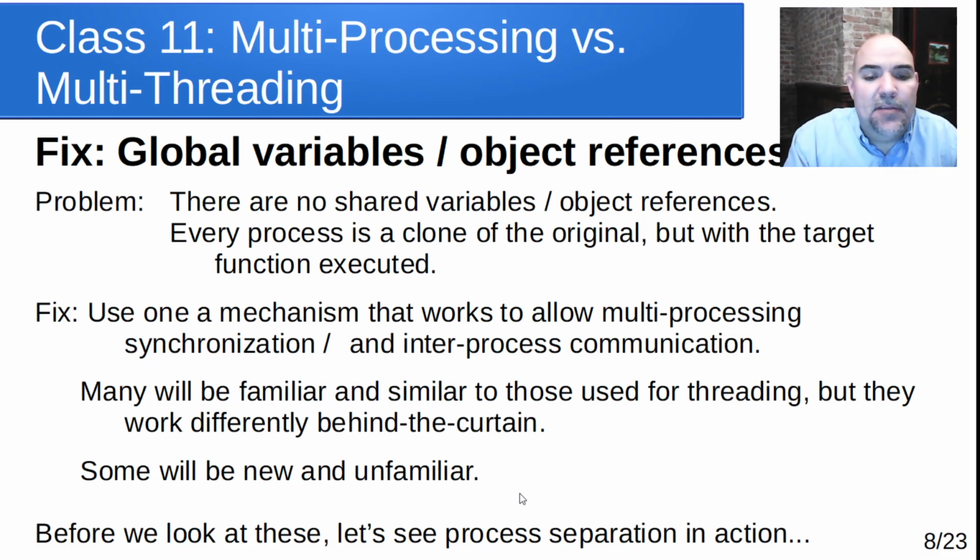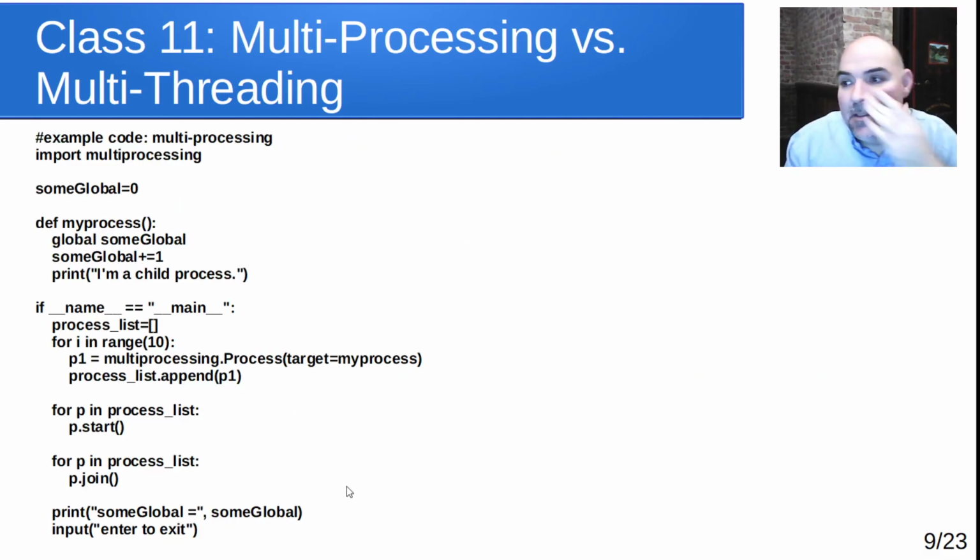All right, so before we look at that, let's look at that process separation in action. So here's some code, and let me see if I have this code handy where we can actually run it live and see it actually do something. Yeah, I do. So I'll switch over to that here in just a second, but let me first show you what this code does. So this code imports multiprocessing instead of threading. There's a global variable that we created called SumGlobal. Starts out at 0. Then here's the function I'm going to use for a process.